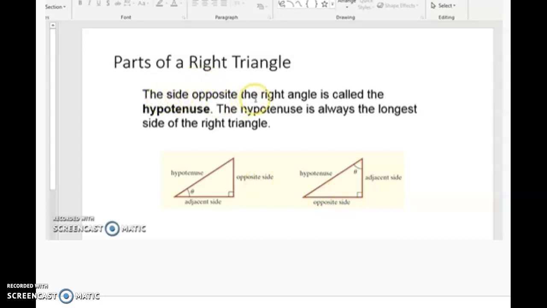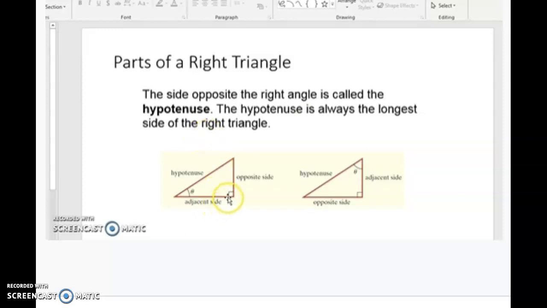We will begin with reviewing the parts of a right triangle. The side opposite the right angle is always called the hypotenuse. Right angle, hypotenuse, the side opposite it in location. The hypotenuse is always the longest side of the triangle.